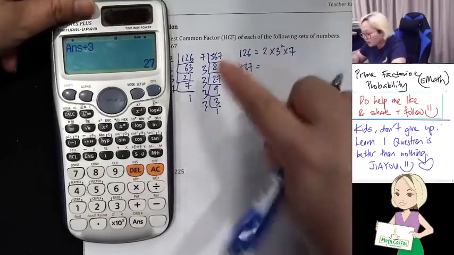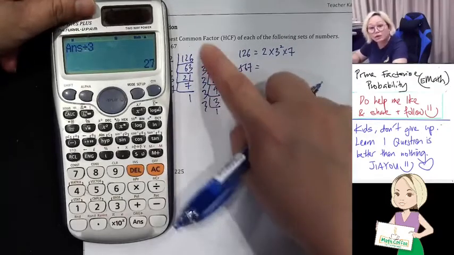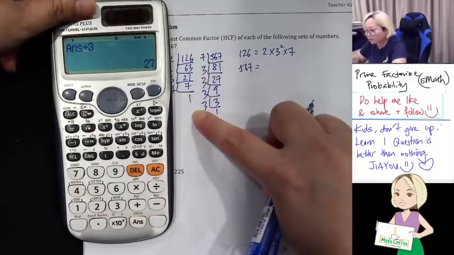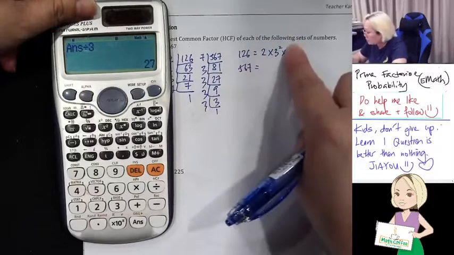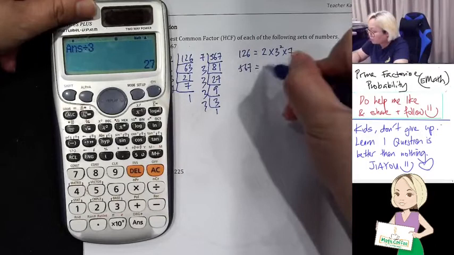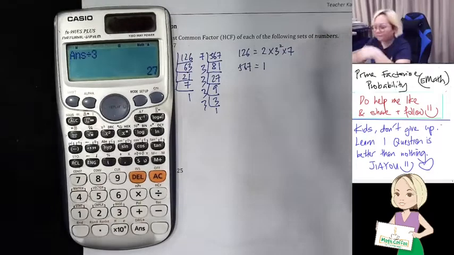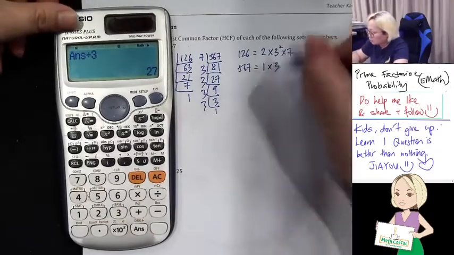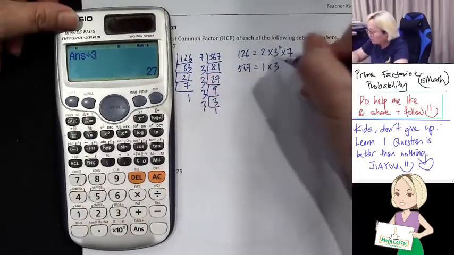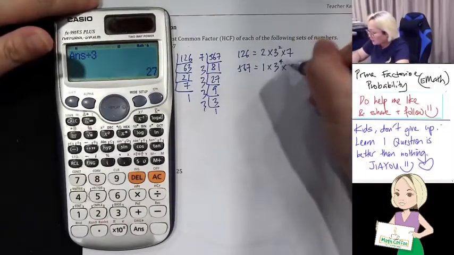So my 567 equals to, kids take note, you only have base 3 and base 7. You don't have any 2. But over here, you can see that there is a base 2. So please don't put 3 to the power of something there. If it doesn't have base 2, please put a 1 there to occupy the space. Then I'm going to put 3 to the power of 4 here, and after that, times 7.